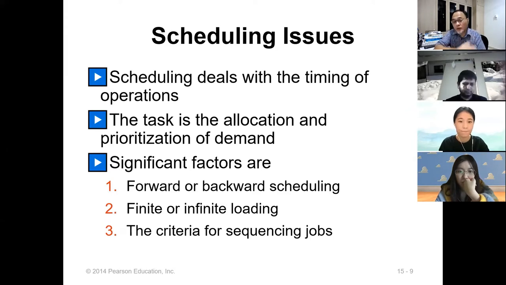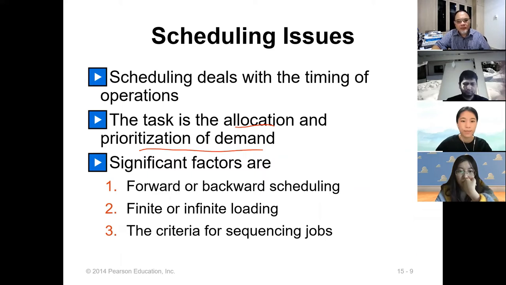So scheduling deals with the timing of operations. That means we have to time our operations so that they utilize our machines, our facilities. Scheduling also involves the allocation and prioritization of demand. It depends on how we give prioritization. For example, first come, first served: whatever job comes first, we process it. But if that process takes a longer time, you're going to backlog those jobs which probably have a shorter processing time. So how do we prioritize?